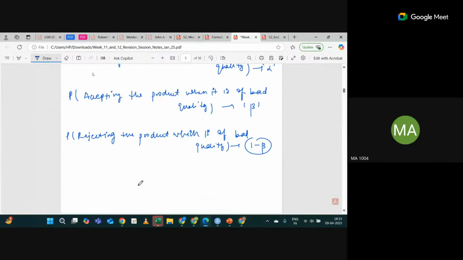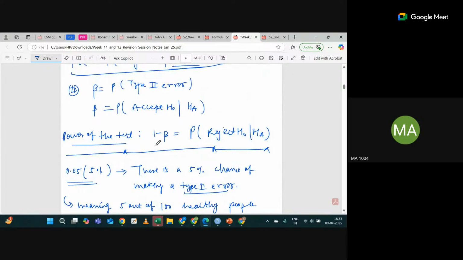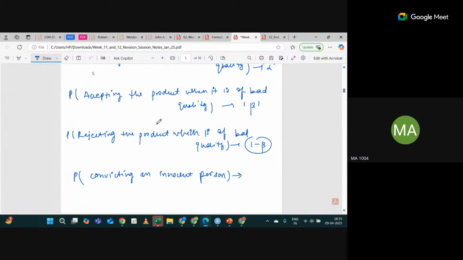Sir, can you explain why it becomes 1 minus beta? This is the power of the test, no? Power means 1 minus beta is nothing but rejecting the null hypothesis when HA is true, right? Here we have rejected the product when it was of bad quality. Your null will be that the product is of good quality, and the alternative will be that the product is of bad quality. So this is 1 minus beta. You have rejected the null hypothesis, you have rejected the product when it is of bad quality. Clear?